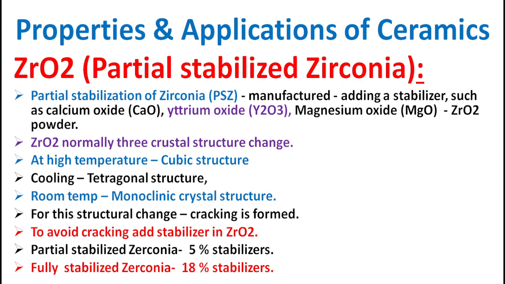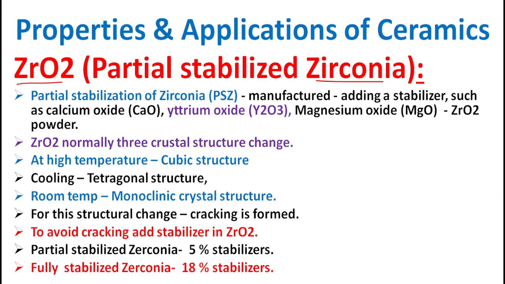Properties and application of ceramics of zirconium oxide. So, the manufacture of partially stabilized zirconia. Pure zirconium oxide is not stable. This material is not stable in the normal environment, so we want to produce partially stabilized zirconia.